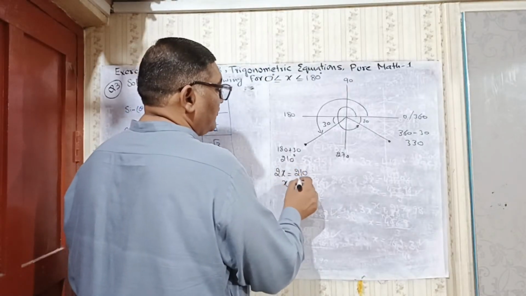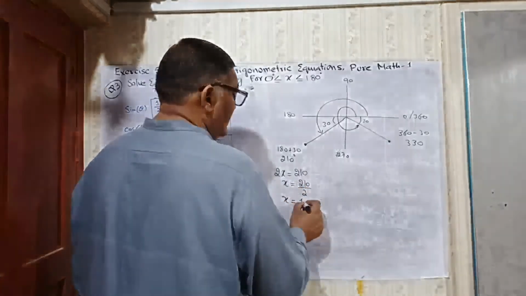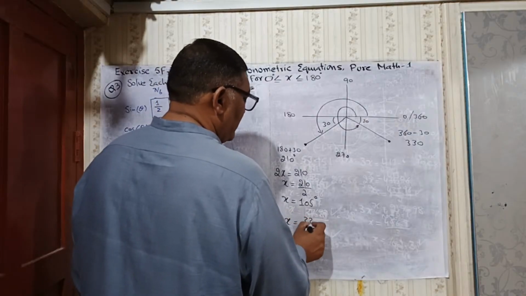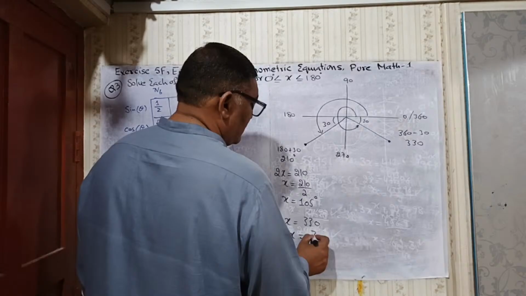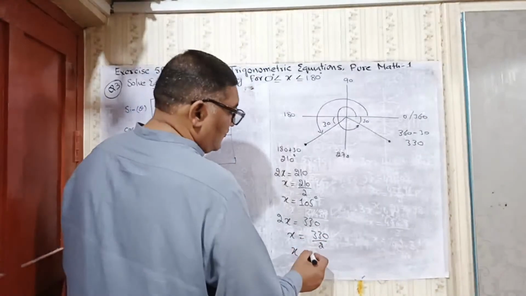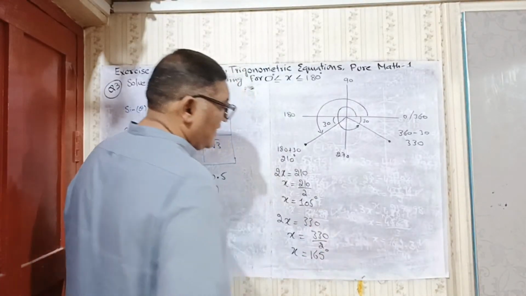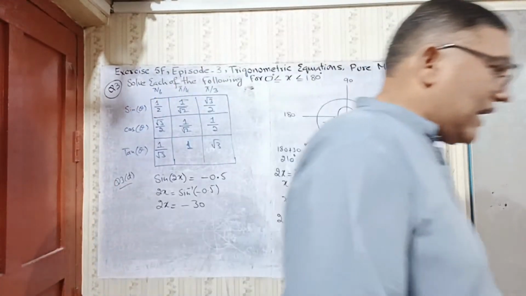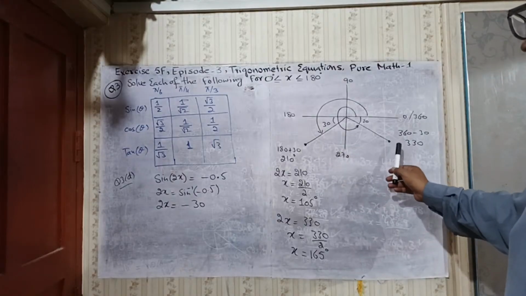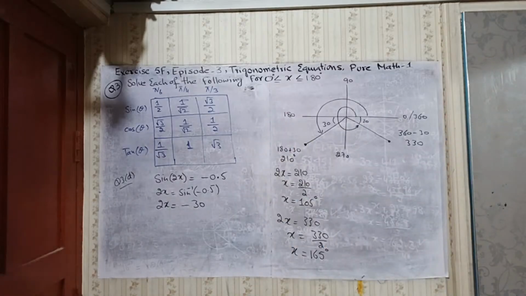So x will be equal to 210 divided by 2, so it will be 105 degrees. And then I will make 2x equal to 330. So x will be equal to 330 divided by 2, that's 165. You can take that one. You can also try adding 360 to it, but when you divide by 2, the answer will be out of this range. You can try yourself. Okay.